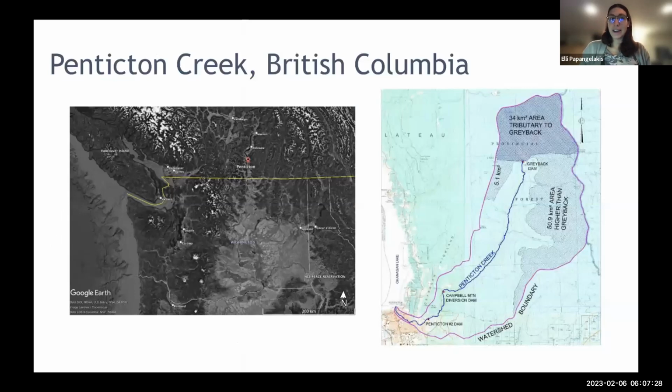So to get started, Penticton Creek is in the interior of British Columbia. You can see it on the map on the left-hand side. It's quite south, so it's pretty close to the border with Washington. And Penticton Creek drains into a lake, and this is sort of showing its watershed on the right-hand side. It's not too large, but what's important is that it flows through the city of Penticton, and that's where they've had a lot of issues with flooding, and there's a lot of ongoing restoration work being done there.